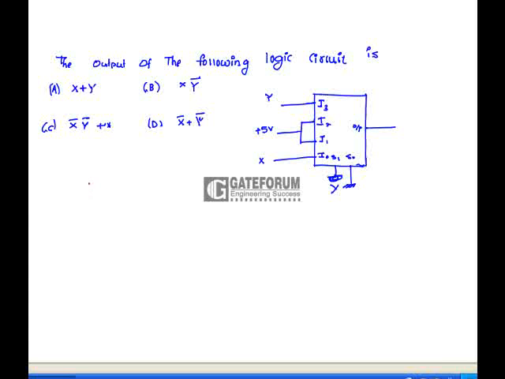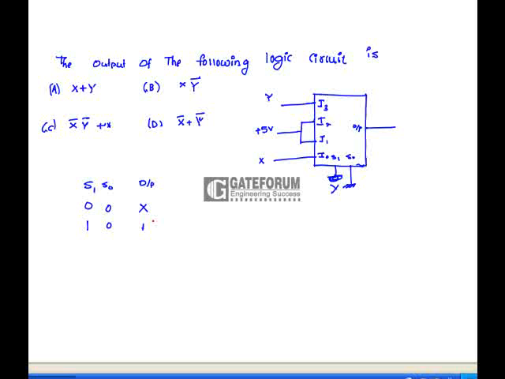So this is S0, this is S1, this is the output equation. S0 is always 0, S1 is 1. If S1 and S0 both are 0, the output is X. If S1 is 1, the output is 1.